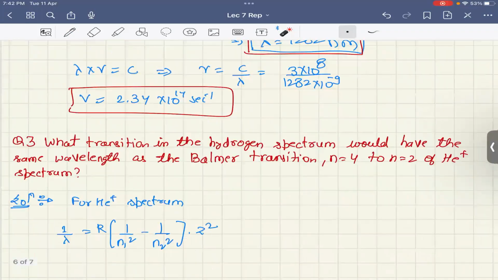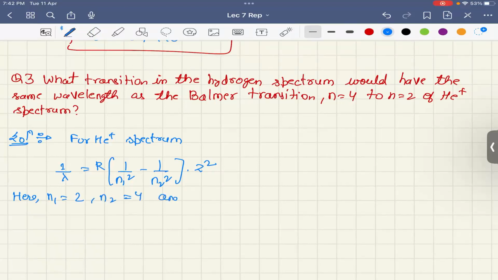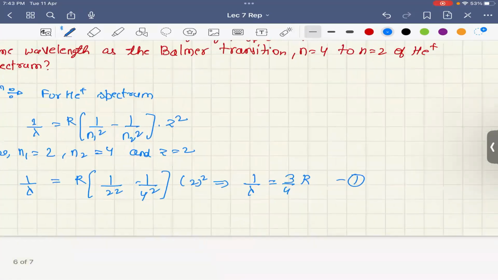So we are going to utilize this. For the hydrogen atom, we are given n is equal to 4n. So what we are given is n1 is equal to 2, n2 is equal to 4n, Z is equal to 2. So 1 by lambda is R into 1 by 2 square minus 1 by 4 square into 2 square, which corresponds to 1 by lambda is nothing but 3 by 4R. This is expression 1, right?